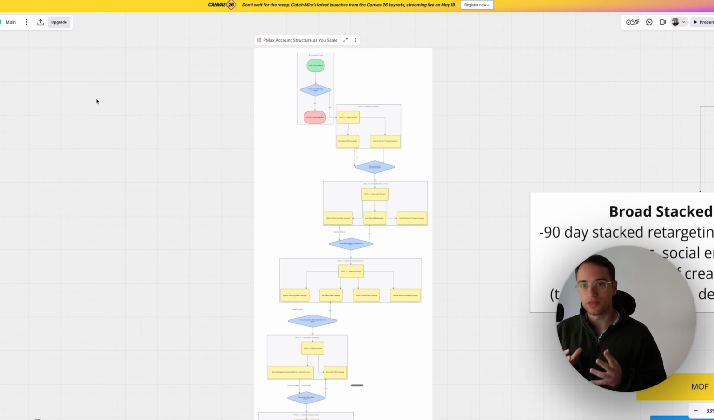So what's the best PMAX account structure? It depends on your budget. We're going to go exactly through how I would structure accounts, based on my experience spending more than $4 million per month in ad spend across Meta and Google, at the different stages of the business.